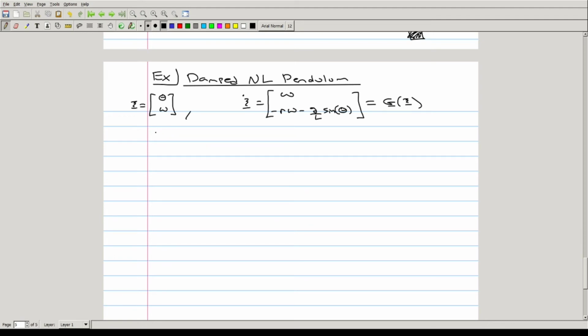And we recall that the equilibrium points are when omega is 0 and theta is n pi, where n equals 0, plus or minus 1, plus or minus 2, plus or minus 3, and so on and so forth.